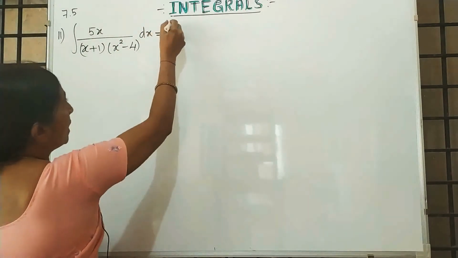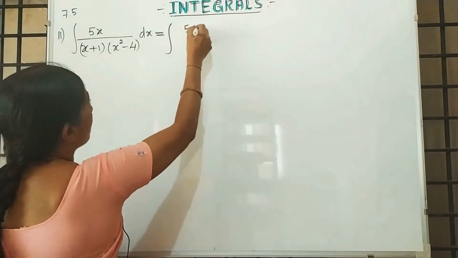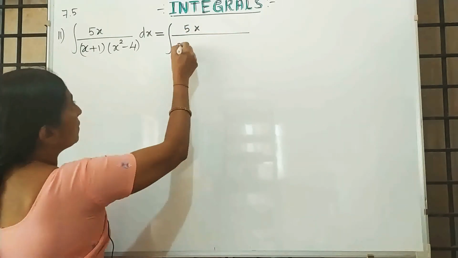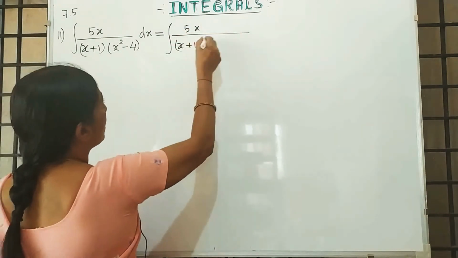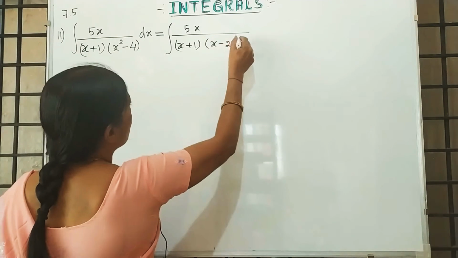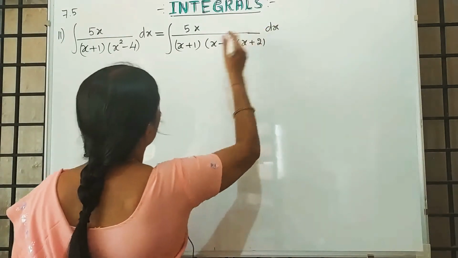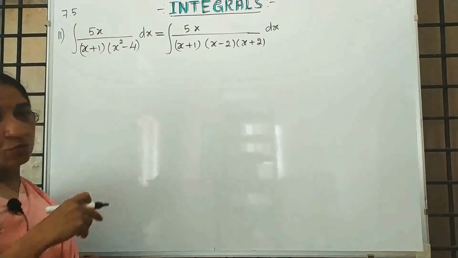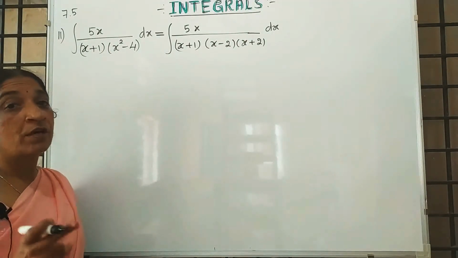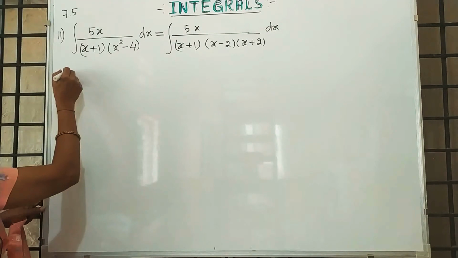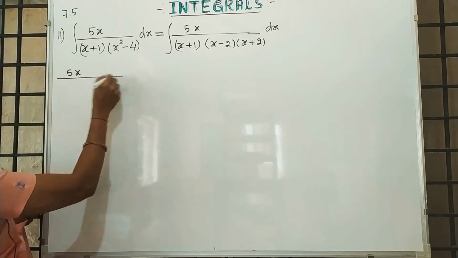So before writing proper or improper, first I will split the denominator. This is splitting as (x plus 1) into (x minus 2) into (x plus 2), because 4 is written as 2 square. It is x square minus 2 square, which is in the form of a square minus b square. Now I am writing whether it is proper or improper.